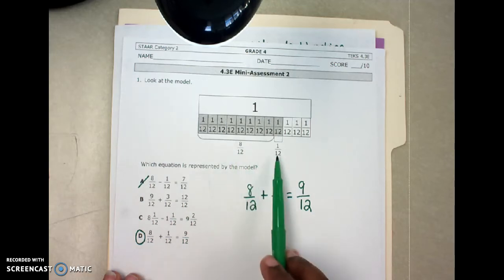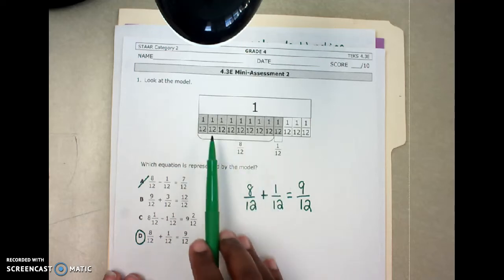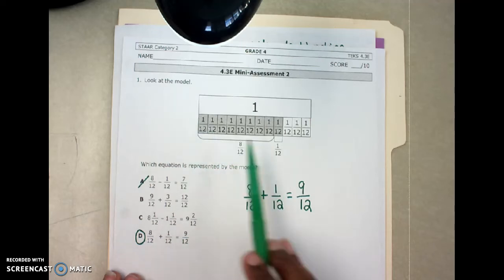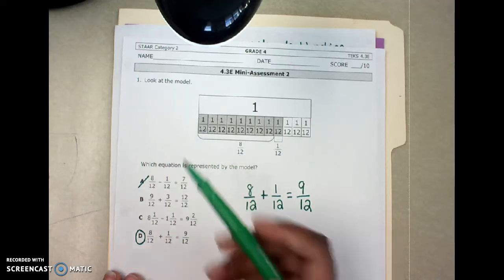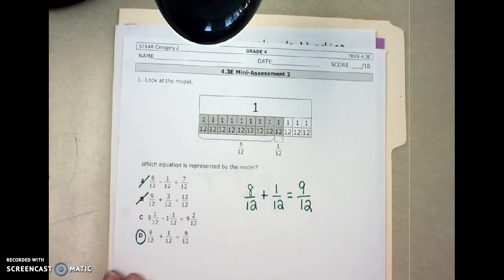Had they looked at the fractions written at the bottom, they would have noticed that we were only looking at the 8/12 and the 1/12. So answer choice B cannot be it. Answer choice C says 8 and 1/12. 8 and 1/12 means I have 8 wholes and 1/12, minus 1 and 1/12 gives you 9 and 2/12.